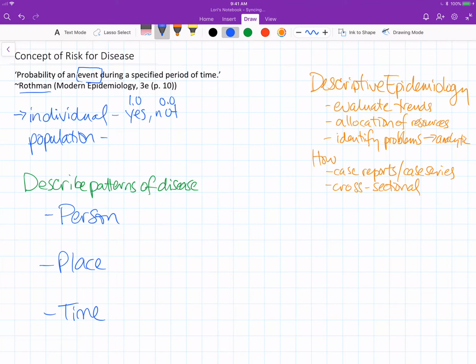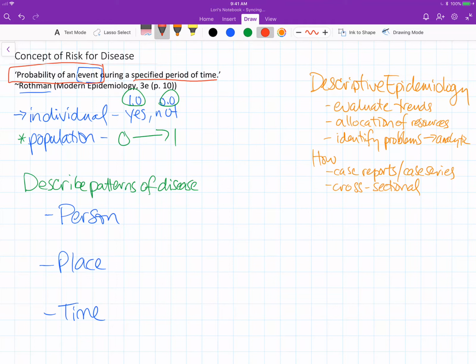However, when we take that same concept and apply it for the whole entire population, we have a whole bunch of individuals who are either a 1 or a 0. And so what that then extrapolates to over the population, the probability of an event occurring for that population during a specified time period is anywhere between 0 and 1, inclusive of 0 and 1, but somewhere in between is also possible.